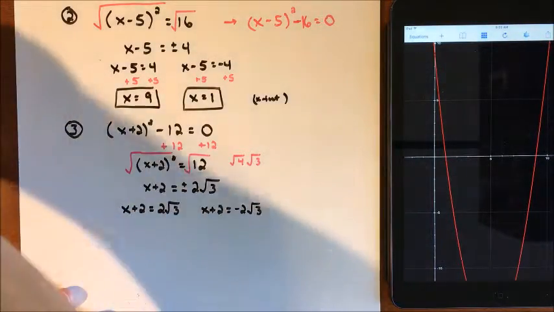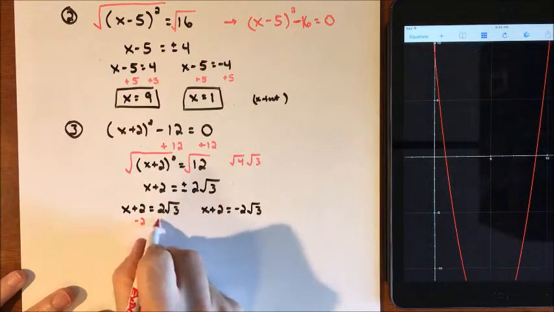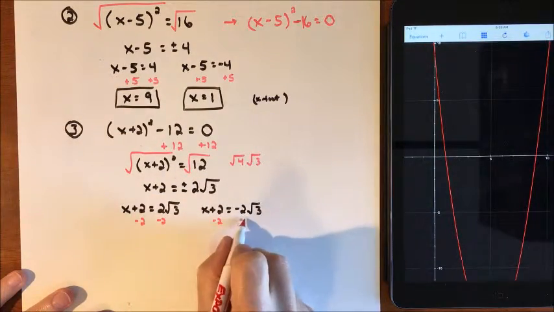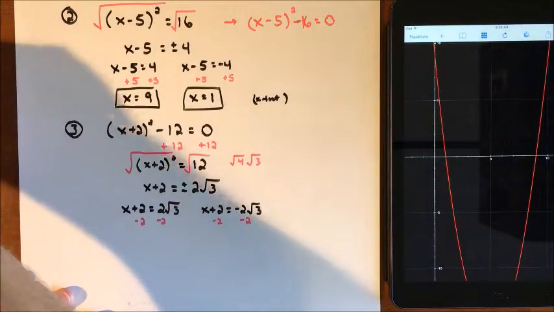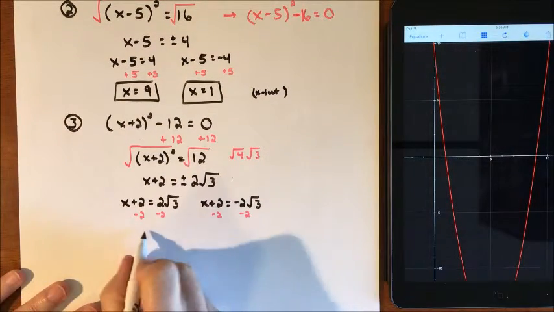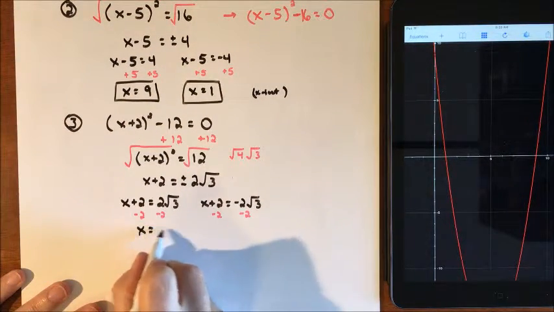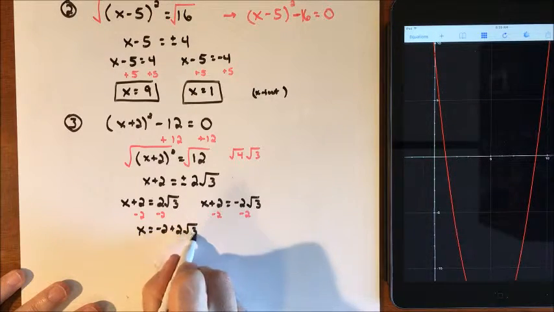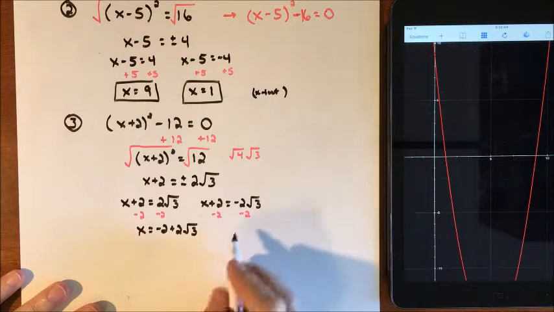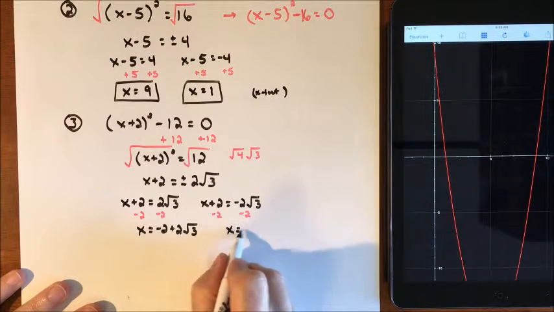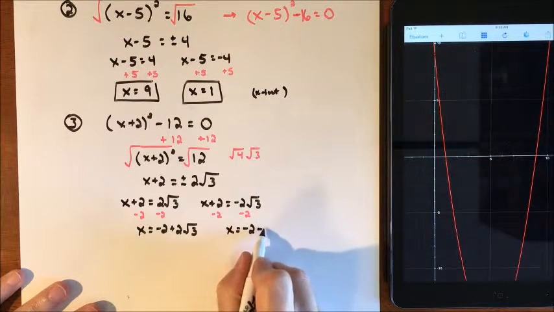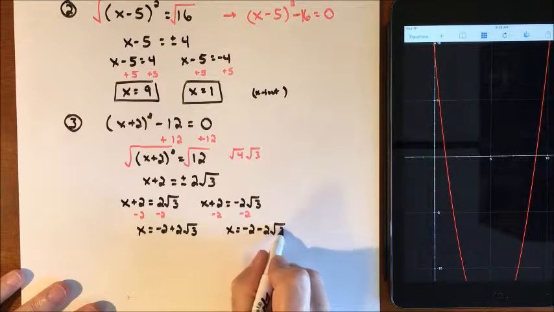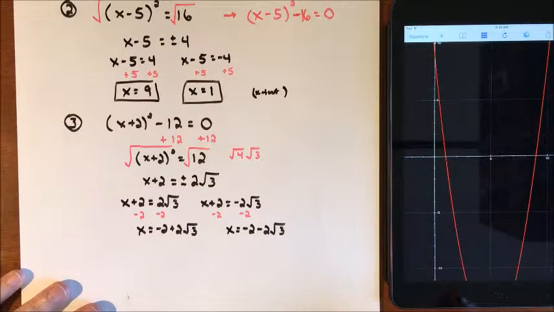So we'll subtract 2 for everything, and that'll get us x is going to equal negative 2 plus 2 square root 3. They're not like terms, so I can't put them together. And x equals negative 2 minus 2 square root 3.